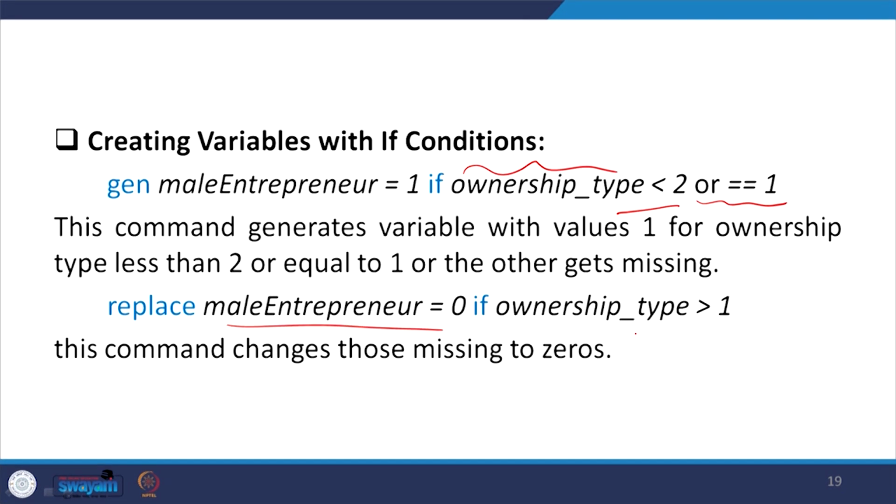Then, similarly, for the replace command, we can enter zero if ownership type is greater than one. So, if it is greater than one, we simply want to replace all other values with zero, because we are interested in male entrepreneurs. So others are zero, and it will replace all other values with zero. That means whatever is left is nothing but the male entrepreneurs. So this command changes those missing to zero.